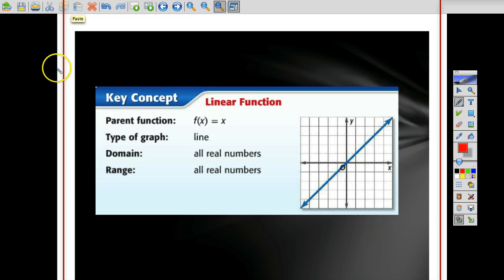Okay, key concept: linear function. Remember, the word linear has the word line in it. So any kind of linear function is a line graph, a straight line. And for the parent function f of x equals x, the type of graph is a line. Domain is everything that x is, so x can be all real numbers. Range is the y, so y can be all real numbers.